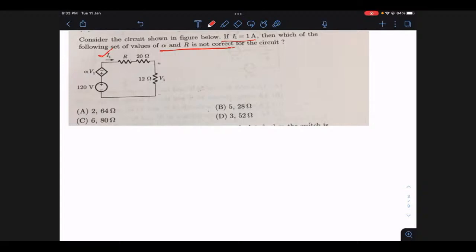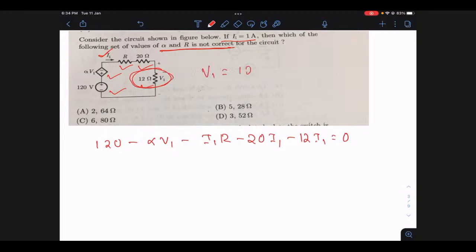If I write the KVL in this one, what do we get? 120 minus alpha V1 minus I1 into R minus 20 I1 minus 12 I1 equals 0, isn't it? So here, what is known to me? I can see I1 is given as 1. But what is V1? V1 is defined here. If I ask you what is V1, V1 is 12 into I1, because I1 is 1. So V1 is 12 itself.